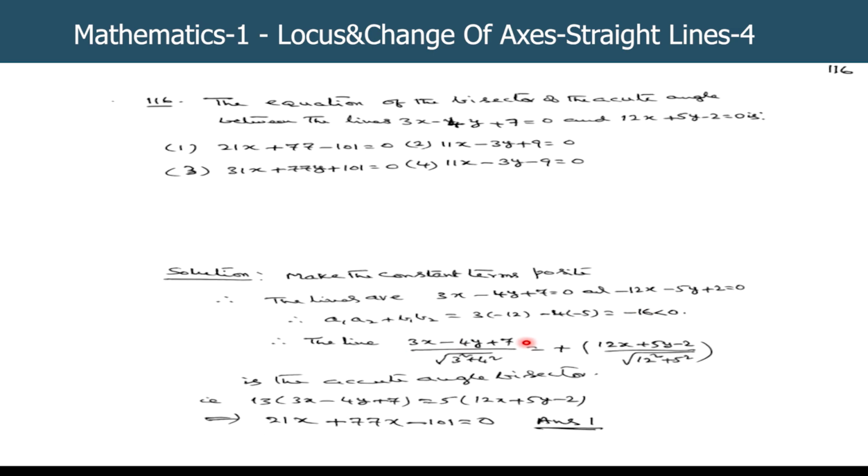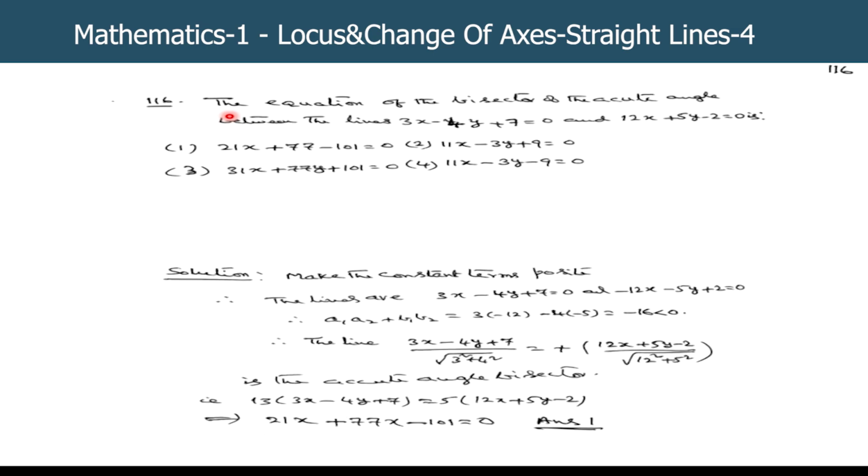So 3x minus 4y plus 7 by square root of 3 square plus 4 square is equal to 12x plus 5y minus 2 by square root of 12 square plus 5 square. So this is the acute angle bisector. If you simplify it, that is 21x plus 77y minus 101 equal to 0. Correct option is 1.